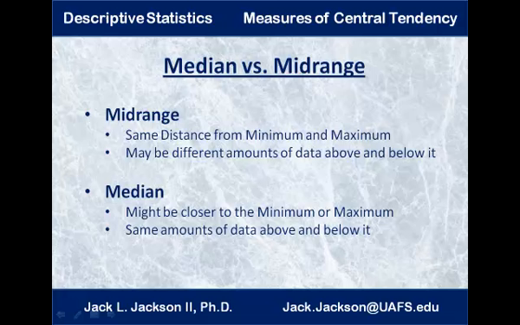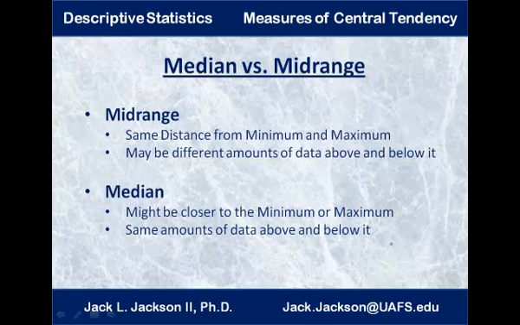If we compare and contrast median and mid-range, we see that the mid-range is the same distance from the minimum and the maximum, but there may be different amounts of data above and below it, whereas the median might be closer to the minimum or possibly closer to the maximum, but it has the same amount of data above and below it. Of course, it is possible in some data sets that the median and the mid-range could both be the same thing, but they don't have to be.